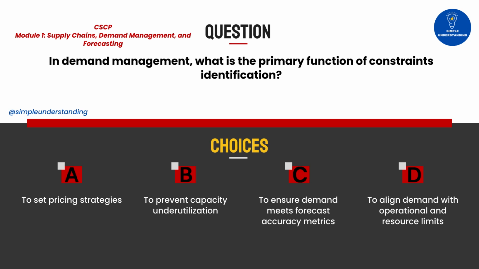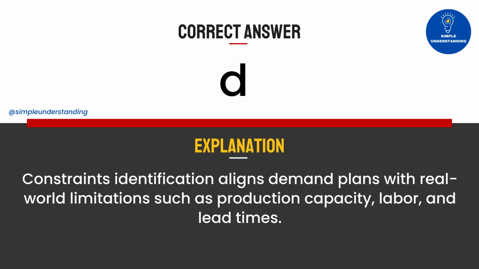3. In demand management, what is the primary function of constraints identification? A. To set pricing strategies. B. To prevent capacity underutilization. C. To ensure demand meets forecast accuracy metrics. D. To align demand with operational and resource limits. Correct answer, D. Explanation. Identifying constraints helps match demand to actual capacity and resource availability.